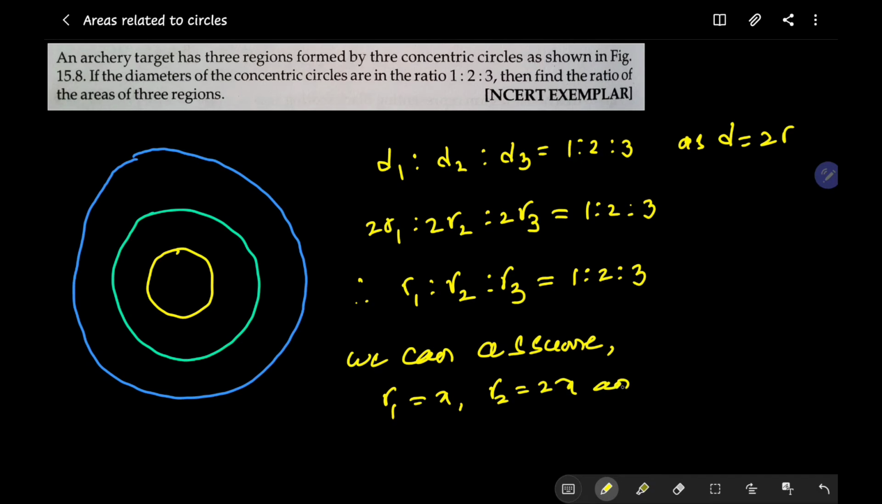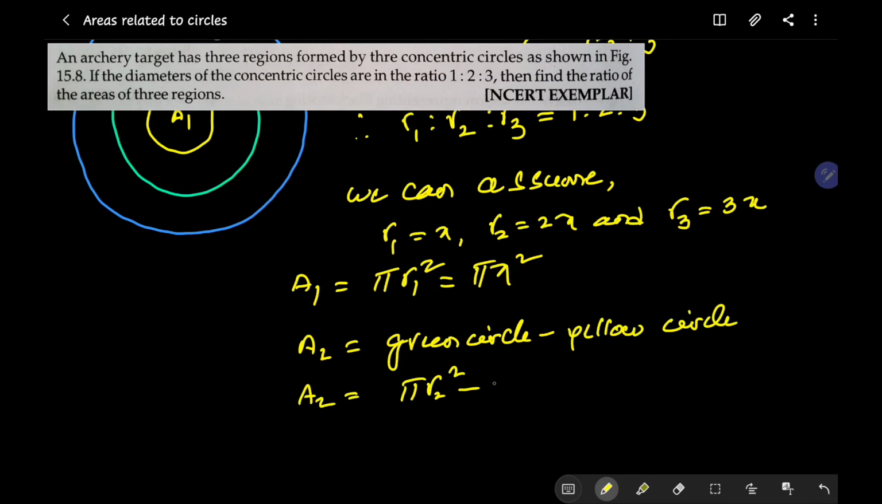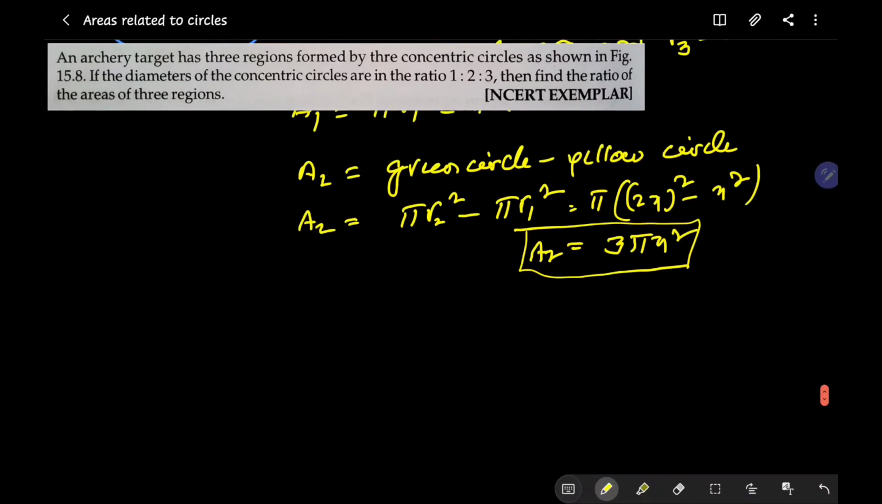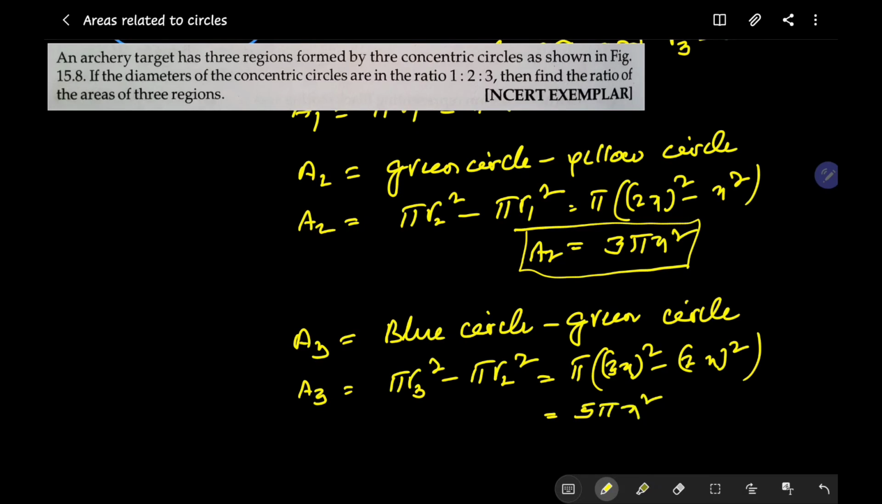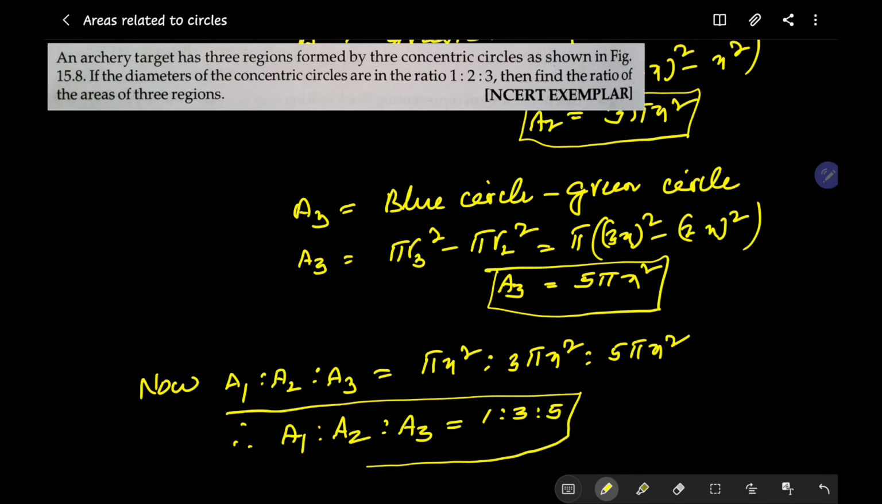as they are in the ratio 1:2:3. The area of the first region A1 is nothing but the area of the innermost circle. By calculation, we will get it as pi x squared square units. The area of the second region is obtained by subtracting the area of the first circle from the area of the second circle. Thus, A2 will be equal to 3 pi x squared square units. In the same way, the area of the third region can also be obtained as 5 pi x squared square units. Now, the ratio of these areas will be 1:3:5 after cancelling out the common term pi x squared.